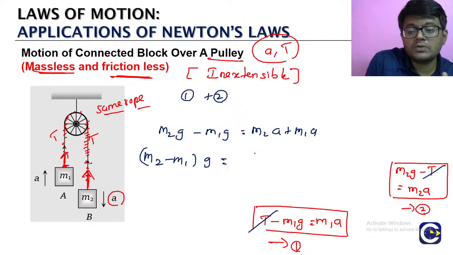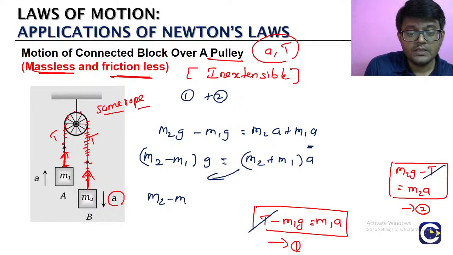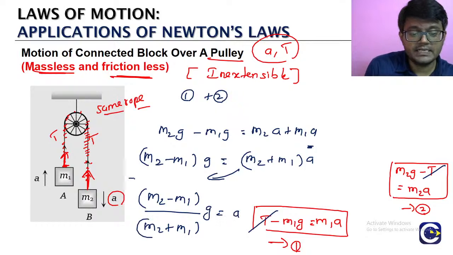Left side, M2 minus M1 into G. We take G common out. Right side, what is it? M2 plus M1 into A. So we are looking for the A value, right? Means we will bring this M2 plus M1 to the left side. It will go to the denominator. A equals M2 minus M1 by M2 plus M1 into G. That is the acceleration.